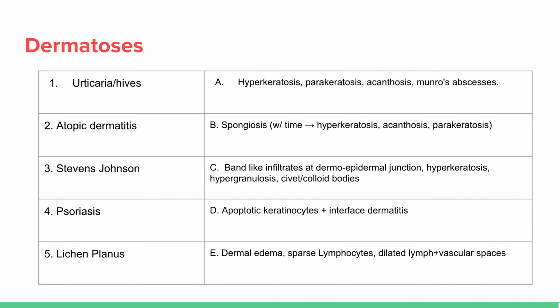Okay, moving on to dermatoses. So pause and unpause when you're ready.